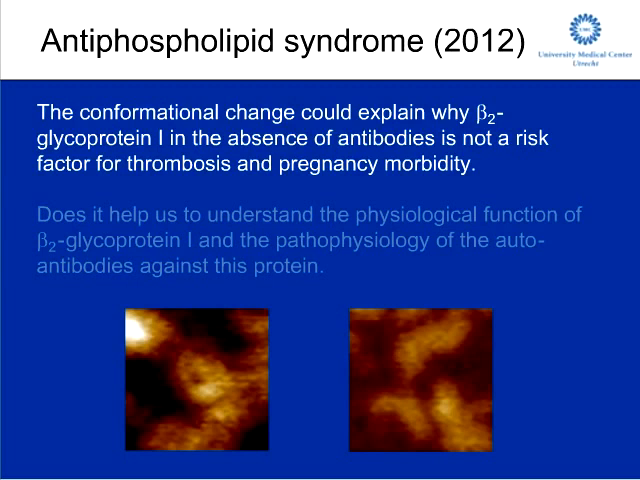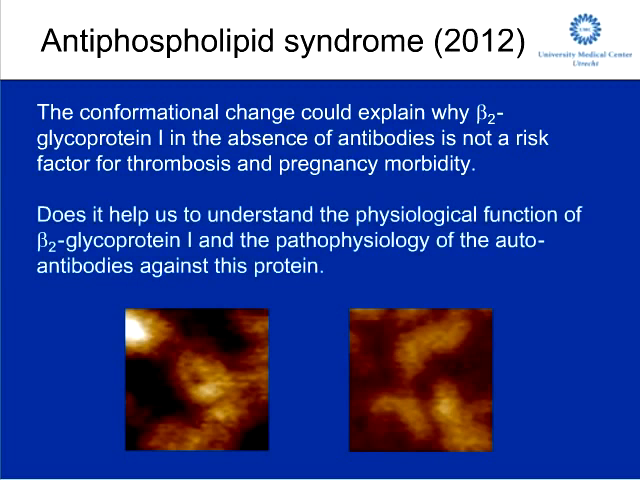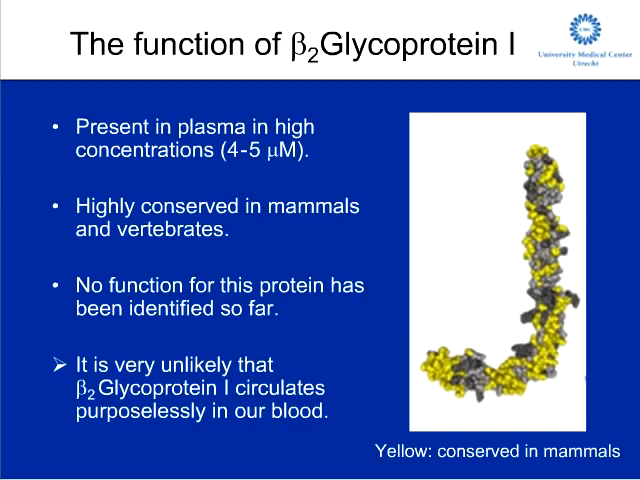The question is, does this conformational state help us understand the physiological function of beta-2-glycoprotein 1? And does it help us understand why these autoantibodies against this protein are so risky for thrombotic complications? We thought, to solve that, let us measure beta-2-glycoprotein 1 levels in different diseases. Of course we think that beta-2-glycoprotein 1 should have a function. So far, no function has been identified, predominantly based on the fact that patients lacking beta-2-glycoprotein 1 do not have a clear phenotype.